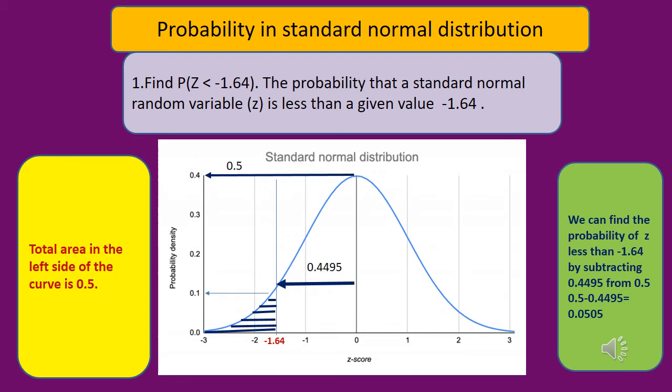Now we will mark minus 1.64. Then we shade the area less than minus 1.64. From the Z table, we can find the area from 0 to minus 1.64 by using the Z table. Then we will find that.